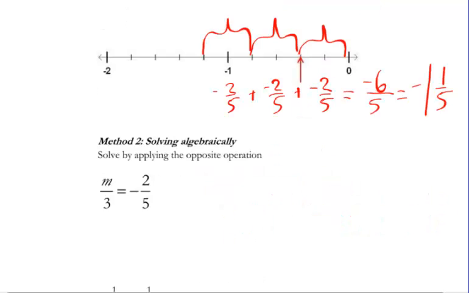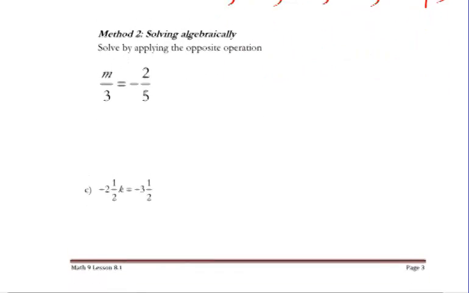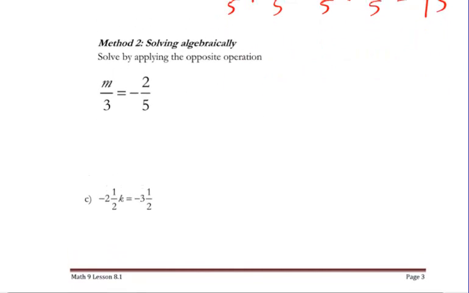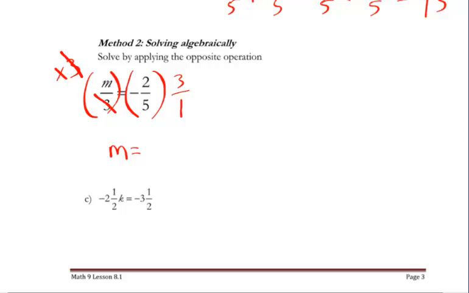All right, let's take a crack at this, solving it algebraically. Well, we have m divided by 3, so the inverse operation is multiplication, so times 3. We multiply this by 3, well, that's 3 over 1. So I end up with m equals, because the 3's cancel, m equals -6 over 5, which is -1 1/5.